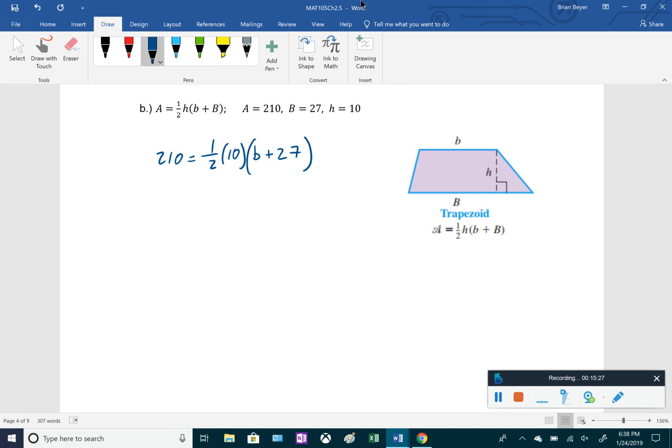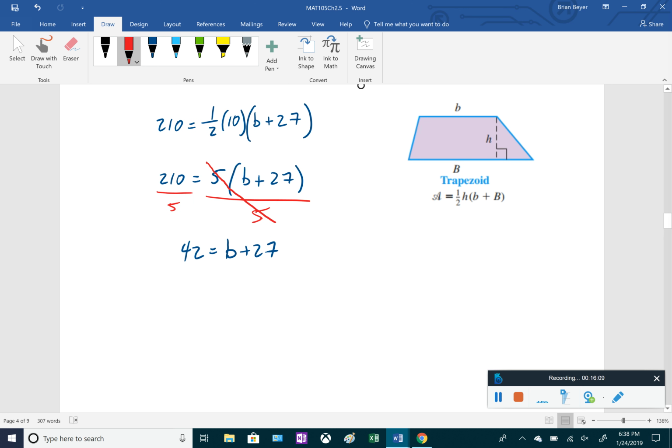Okay, so let's simplify this a little bit. So it's going to be 210 equals, so 1/2 times 10 is 10 divided by 2, which is 5. So this is 210 equals 5 times b plus 27. So what we can do here is we can actually just divide both sides by 5 right away. So that's going to be divided by 5, divided by 5. So it cancels over here. 210 divided by 5, that will give us 42. So 42 equals b plus 27.